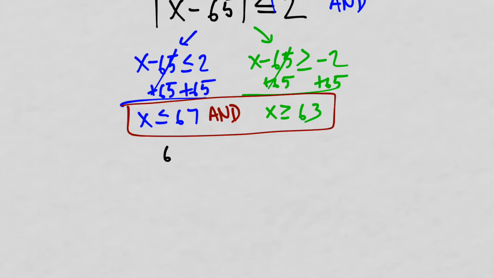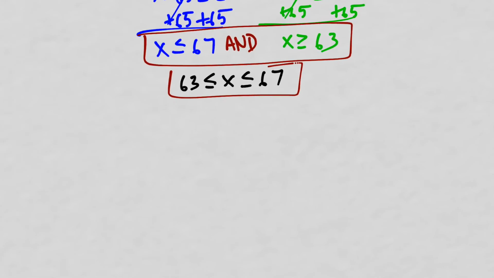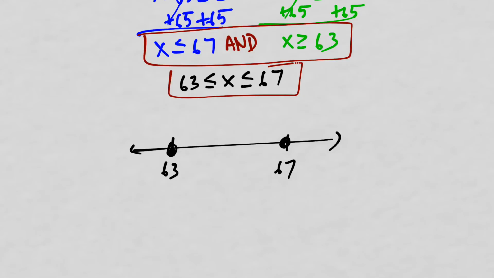In the other form, we write it like this, right? And inequalities, you can write it in this form as well, which is a compound inequality, like that. And finally, let's graph it. 63 is right here. 67 is here. Put a closed circle on both of them because of the equal sign. And once again, it's an and inequality, so shade in between.